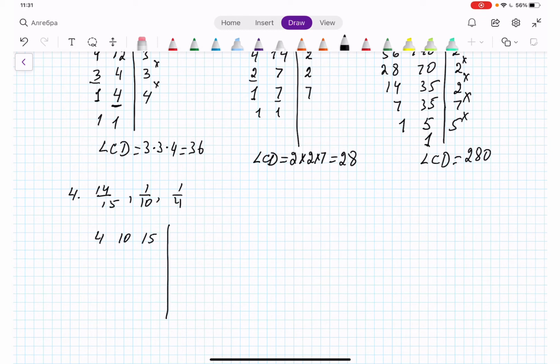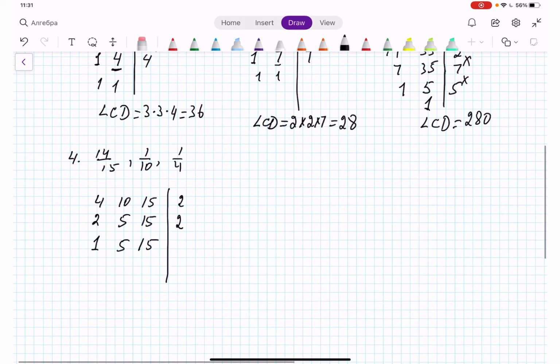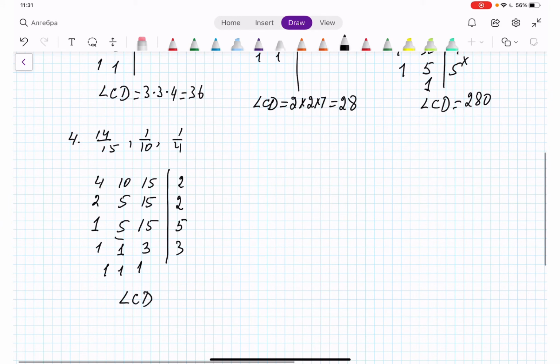4, 10, 15. 4 I can divide by 2. Here is 2. This is 5. This 15 stays. You can divide by 2. This is 1. 5, 15 stay. You can divide. Taking 5, dividing by 5, this is 1. This also becomes 1, this becomes 3, and by 3, 1, 1, 1. So LCD will be multiplying, this is 4, 20, 60. There we go. Now moving to number 5.